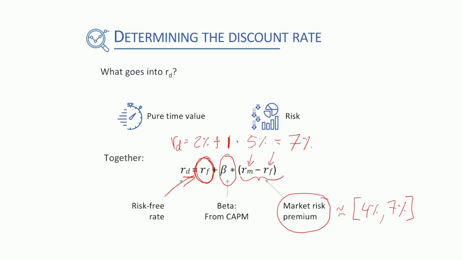Then you would do discounting just like we discussed in previous videos. If you have a cash flow that this firm produces in a year, you would want to take that cash flow and divide it by 1 plus 7% in order to convert it into dollars today.